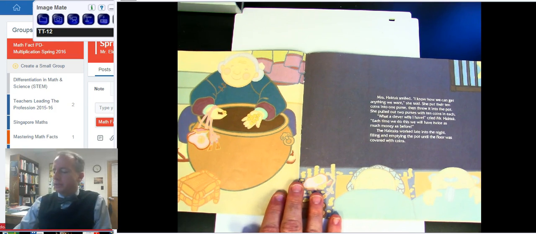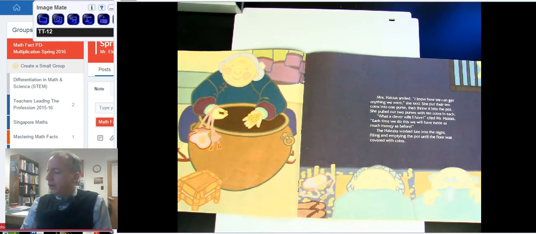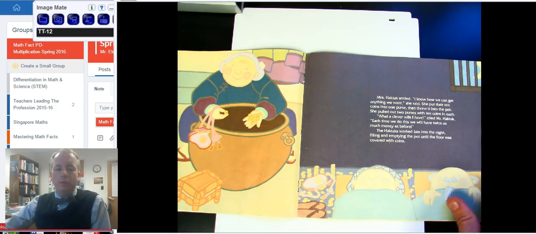Mrs. Hack Tack smiled. "I know how we can get anything we want," she said. She put their 10 coins in 1 purse, and she threw it in the pot. She pulled out 2 purses with 10 coins in each. "What a clever wife I have!" cried Mr. Hack Tack. "Each time we do this, we will have twice as much money as before." The Hack Tacks worked late into the night, filling and emptying the pot until the floor was covered with coins.